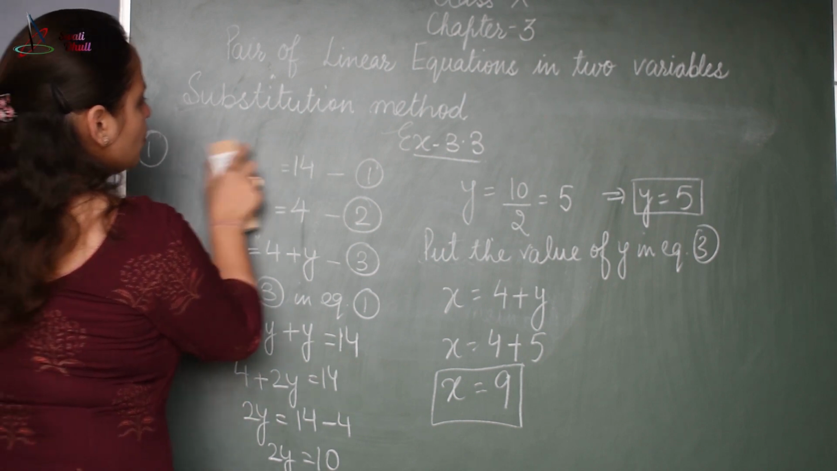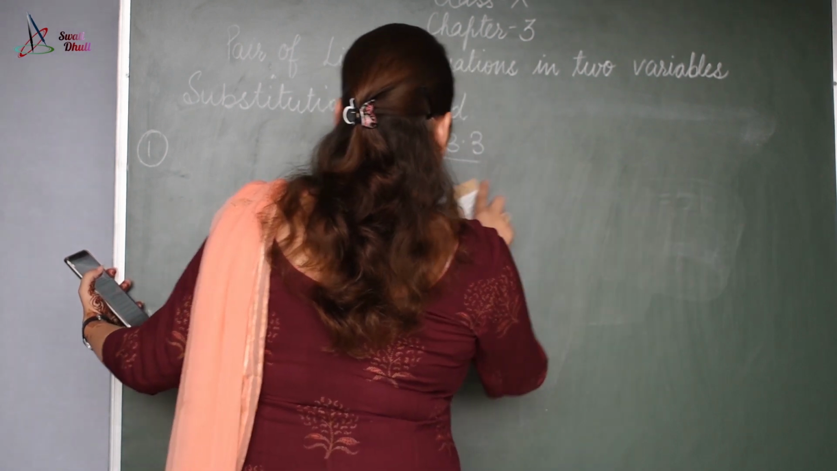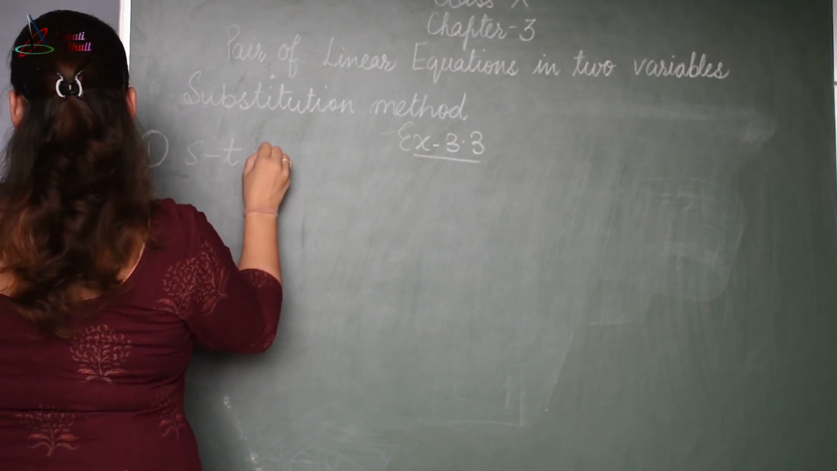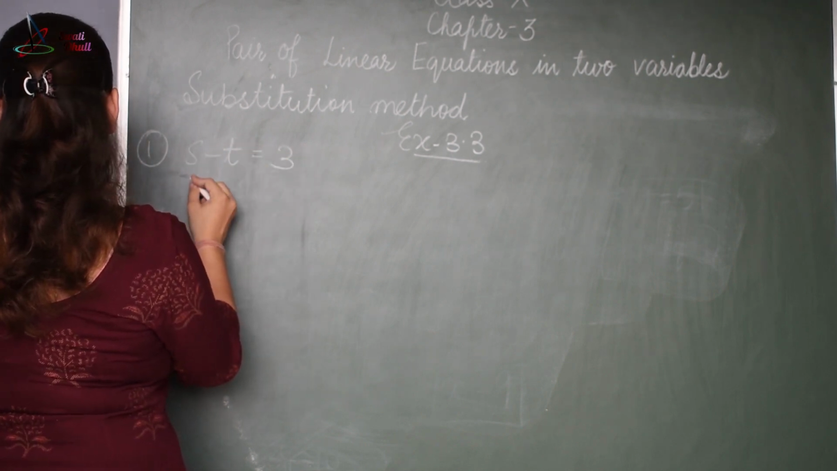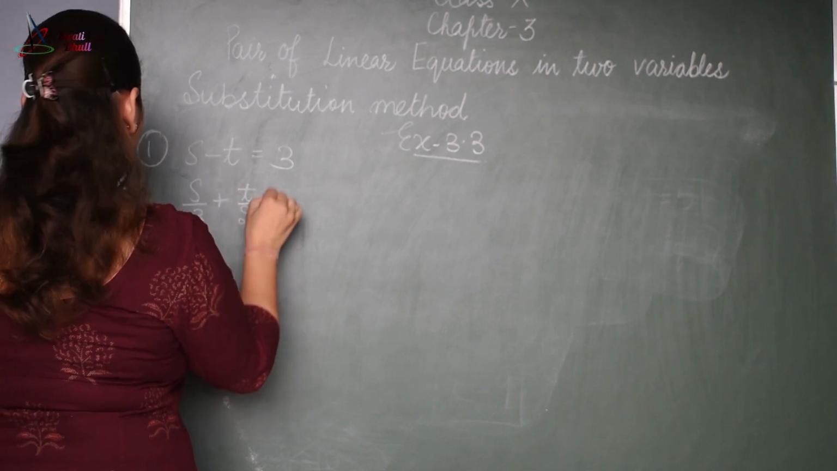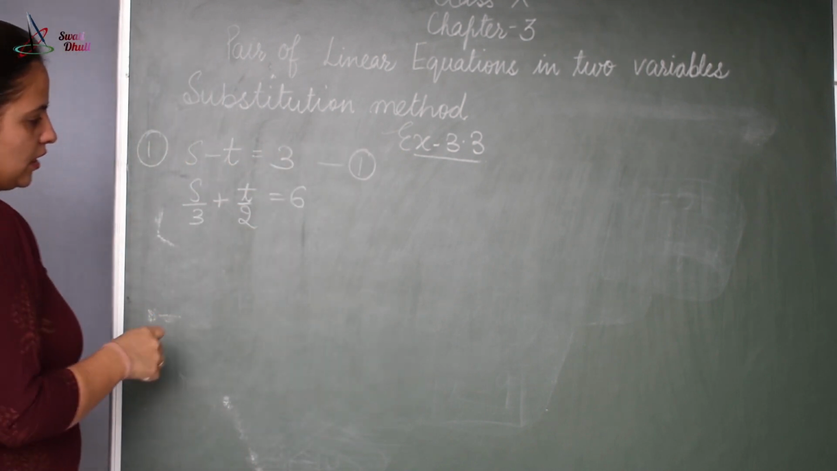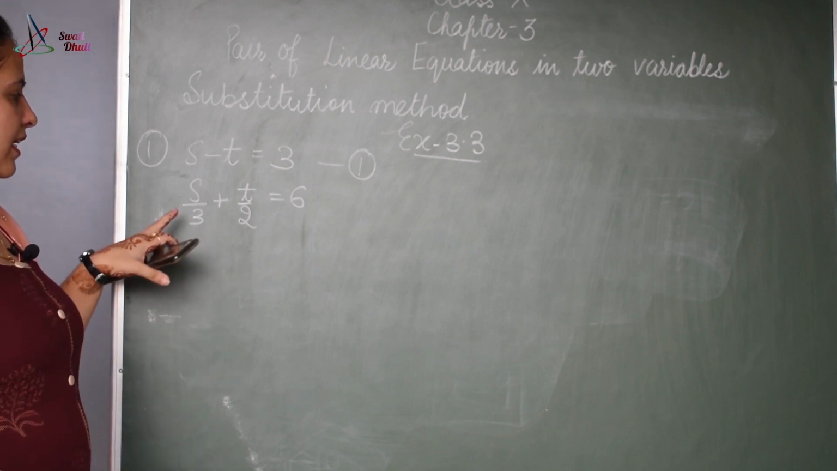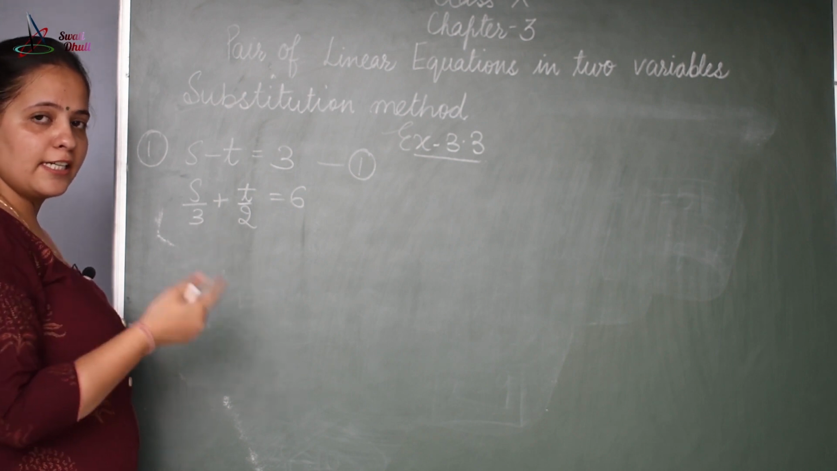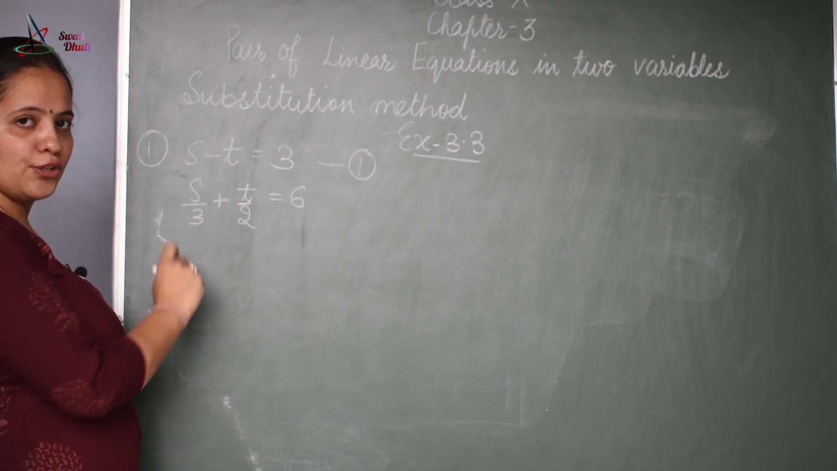Let's proceed to second part. It is s minus t is equal to 3 and s by 3 plus t by 2 is equal to 6. Now we have first equation. Now see, here it is given s by 3 and t by 2. That means they are given in fraction. It is not in the standard form. So first of all, we have to convert this equation into standard form.